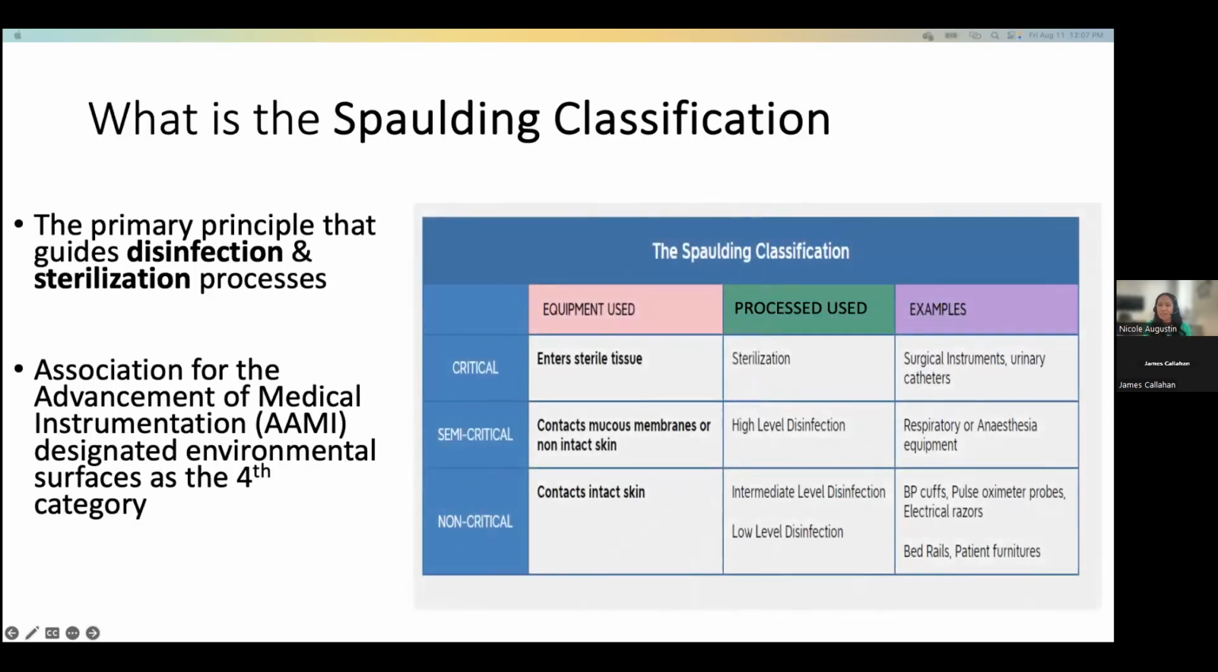So after cleaning comes disinfection and sterilization, and this is where the Spalding classification comes in. It is the primary principle that guides disinfection and sterilization processes. This is a very important table to remember. It categorizes equipment as critical, semi-critical, and non-critical, and depending on where they fall, it will tell you what kind of process you need to use in order to clean, sterilize, or whatever type of disinfection you have to use. The Association for the Advancement of Medical Instrumentation, AAMI, designated environmental surfaces as the fourth category.